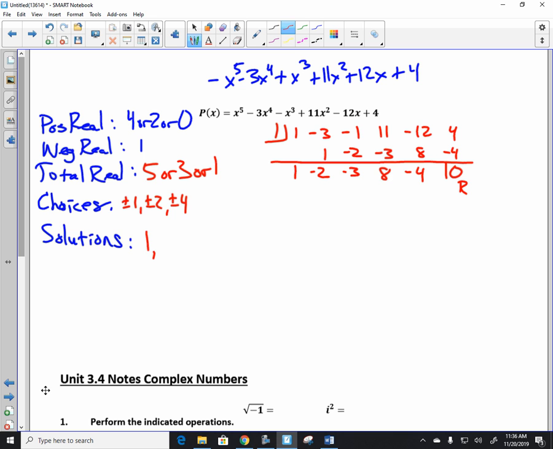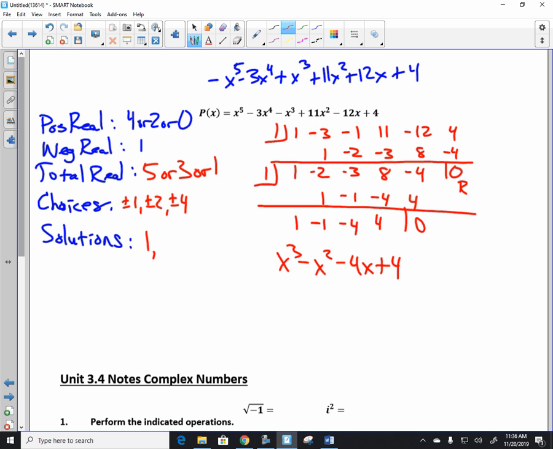Is it possible it could happen more than once? It is. Want to do it again? Okay. It worked again. And I decided to write out the polynomial. Anybody know why I decided to write out the polynomial? Factor by grouping.